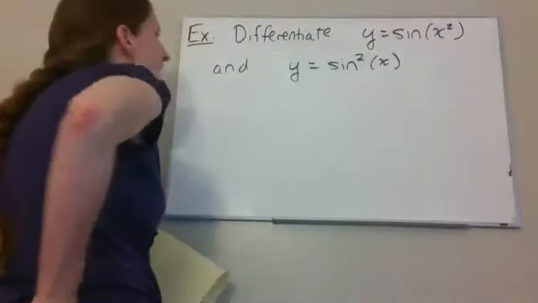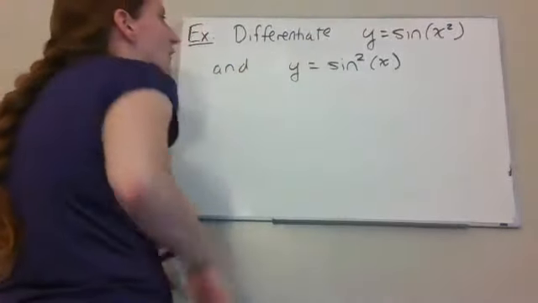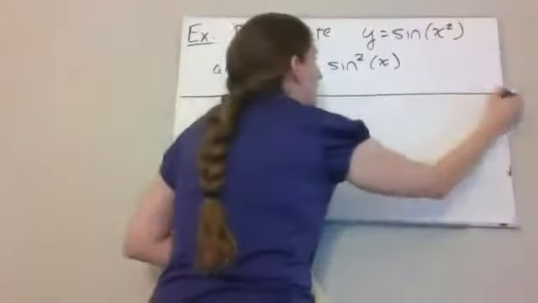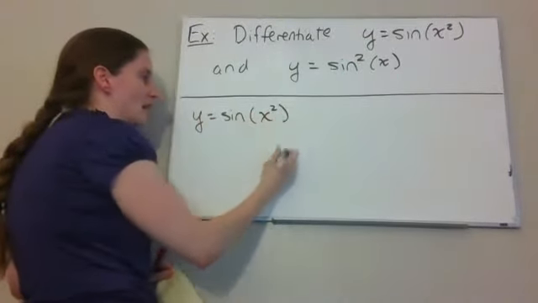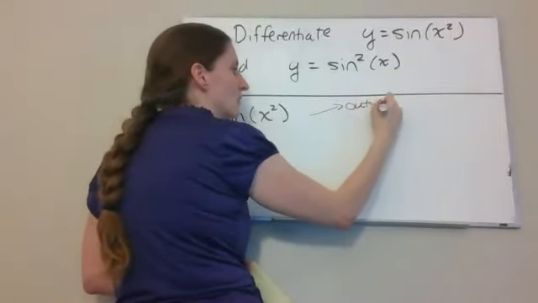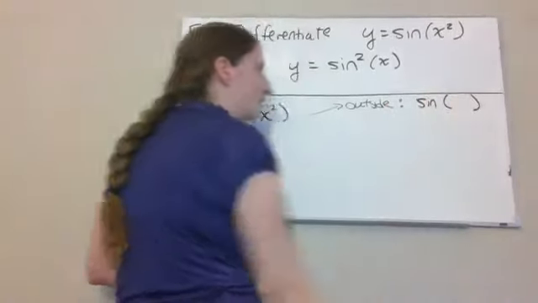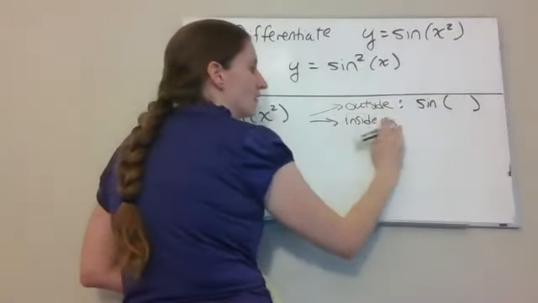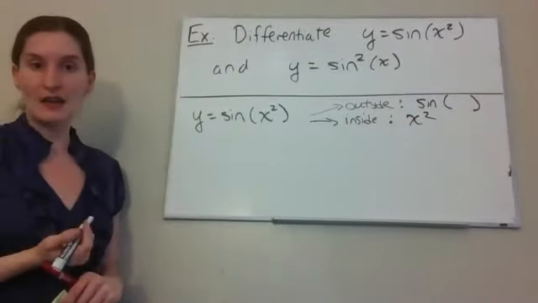So let's take care of this guy first. y equals sine of x squared. When y is equal to sine of x squared, this means that my outside function is going to be sine of something. And the inside function is going to be what was inside the parentheses, x squared.